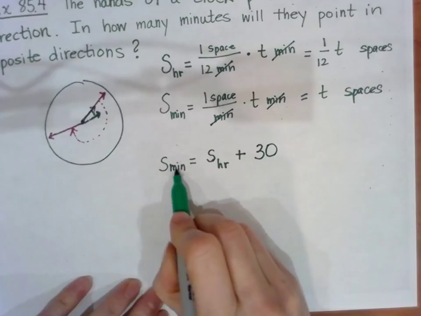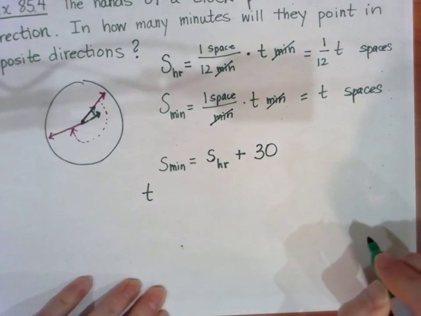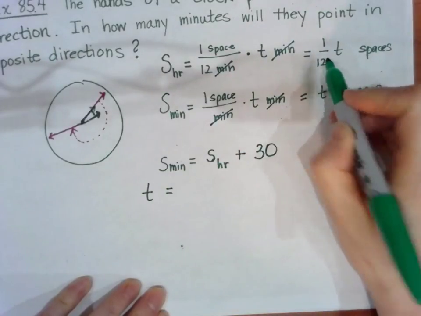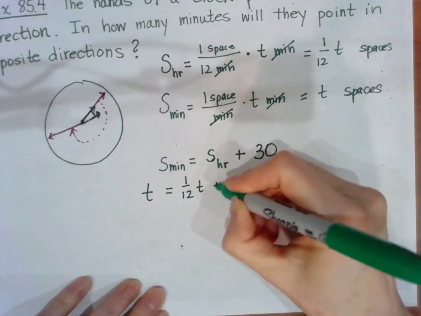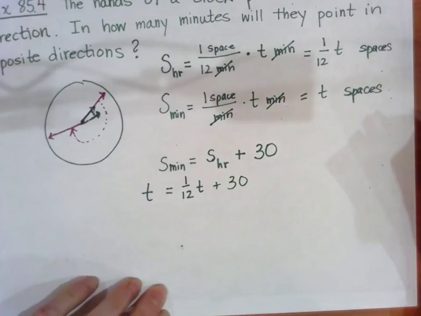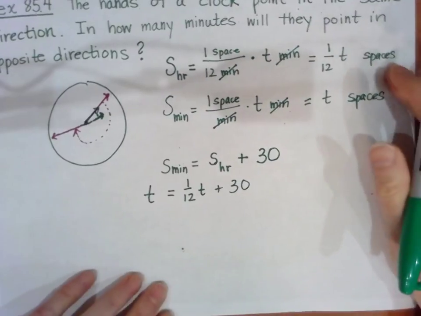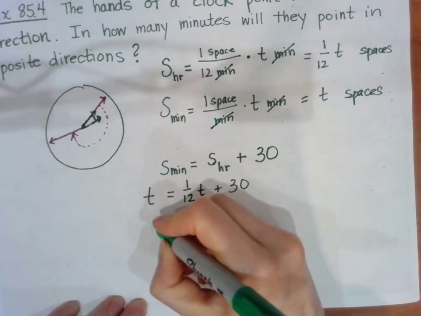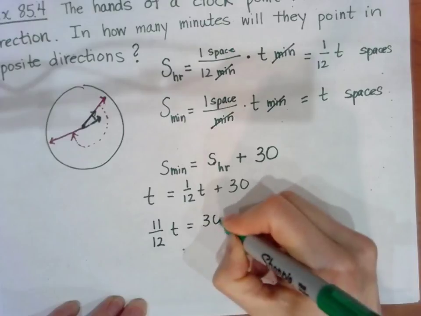Okay, well, we know that the number of spaces the minute hand moved was t. We know that the number of spaces that the hour hand moved was 1/12 t. And then we have our 30. Okay, and so now we just need to solve for t to figure out how many minutes it took for this to happen. So if we subtract the 1/12 t from both sides, we get 11/12 t equals 30.